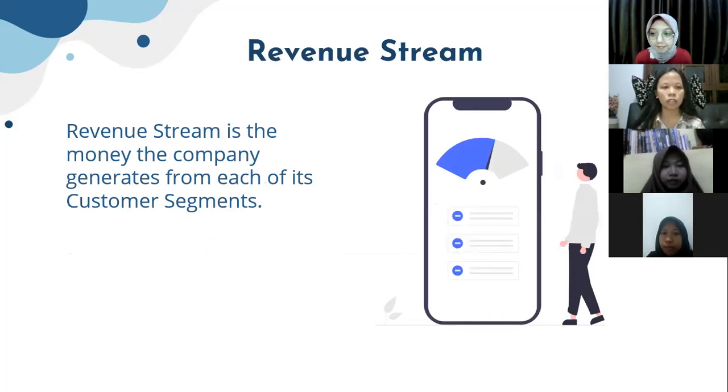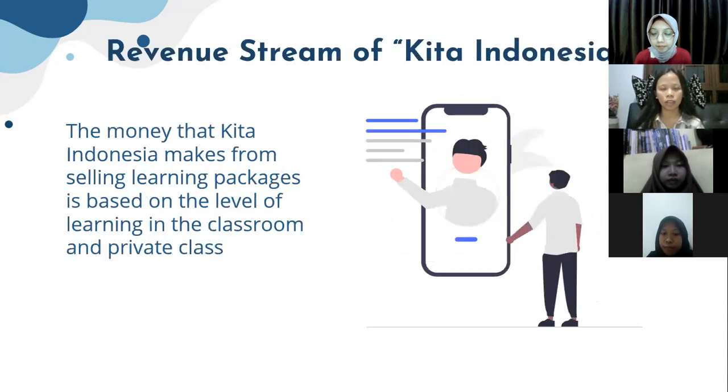Revenue stream is the money the company generates from each of its customer segments. Next, revenue stream of Kita Indonesia. The money that Kita Indonesia makes comes from selling learning packages, based on the level of learning in the classroom and private class. Next.